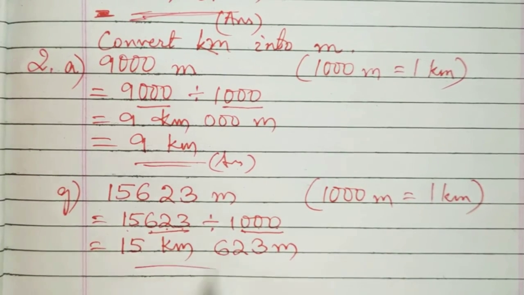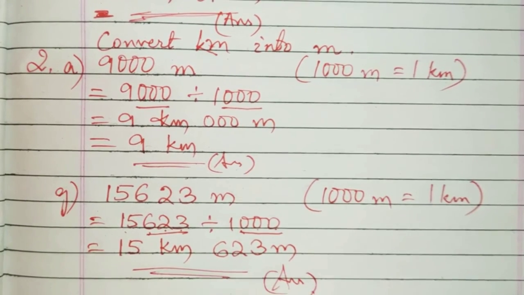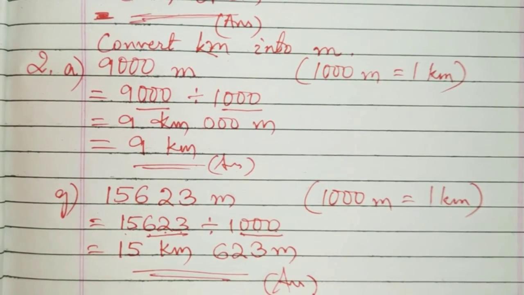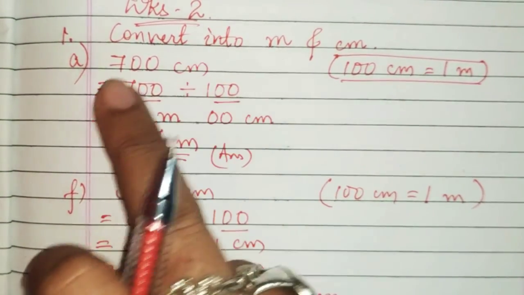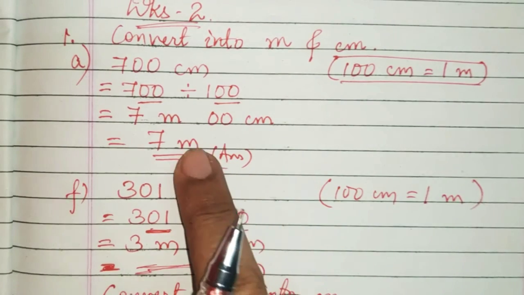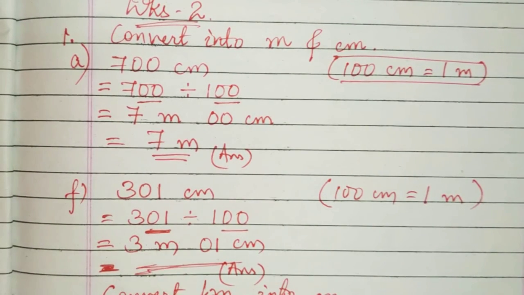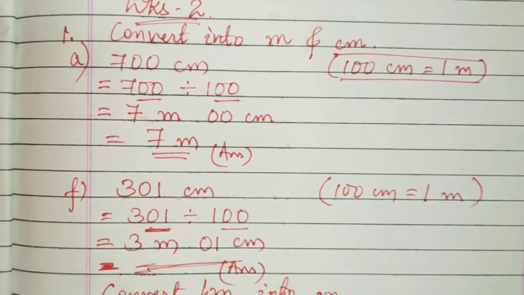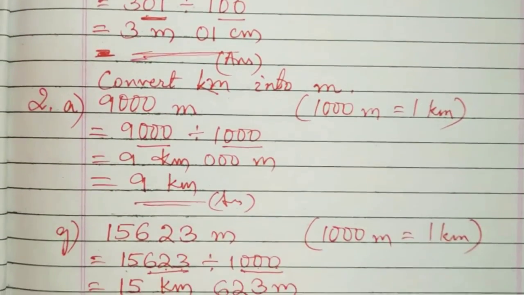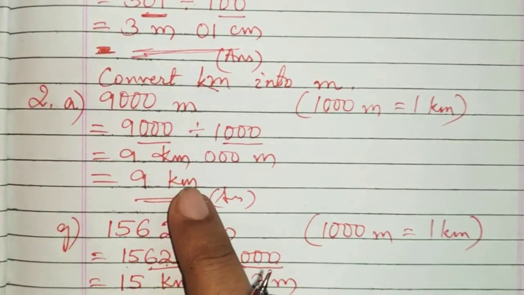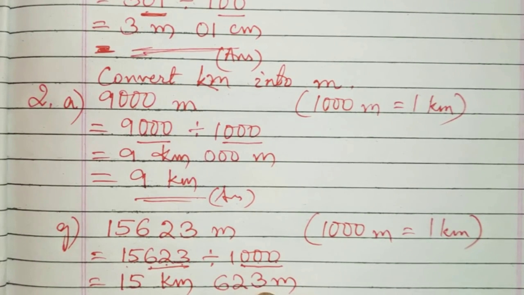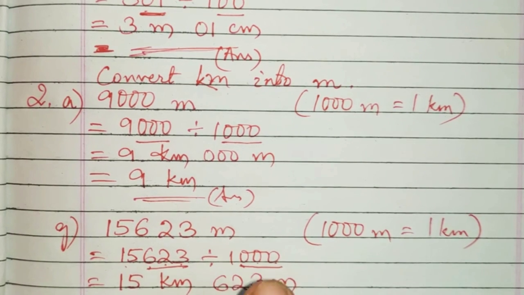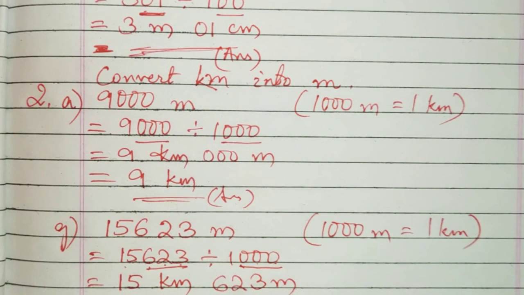So now we learned 4 types of conversion. Let me show you once again. This is first type, centimeter to meter, then centimeter to meter and centimeter. Here meter to kilometer and meter to kilometer and meter. Okay, so now the rest of the bits of worksheet 2 to be done by you. I hope you understood, children.